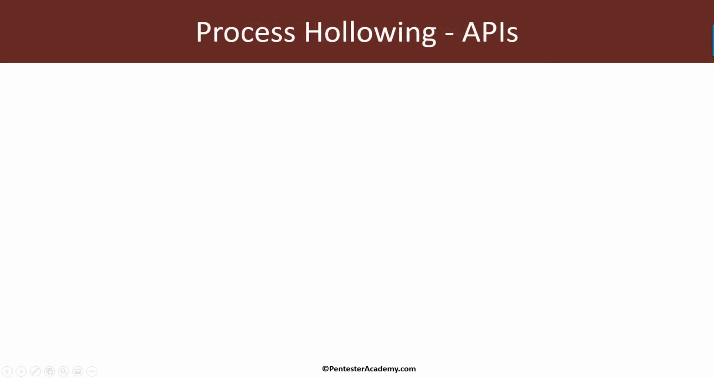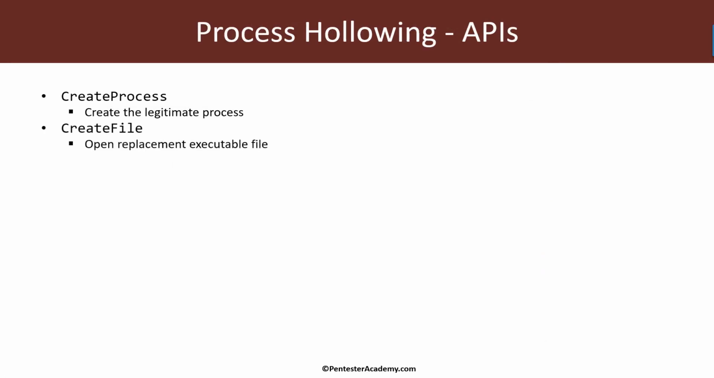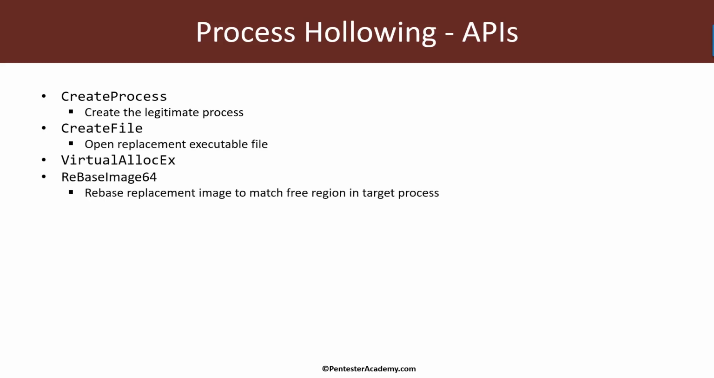And so what about the APIs we were using? We started with CreateProcess to create a legitimate process. Then we opened the file to our replacement executable. We allocated memory in the target process. We used RebaseImage64 to make sure that the executable is aligned with the address it's going to be loaded into, so no fix-ups of imports are necessary.